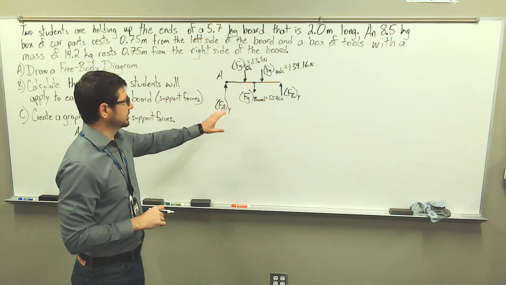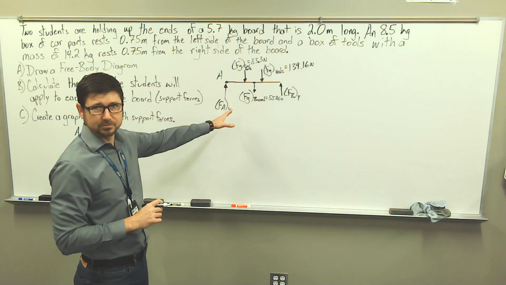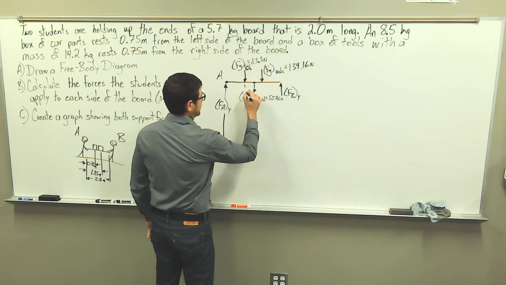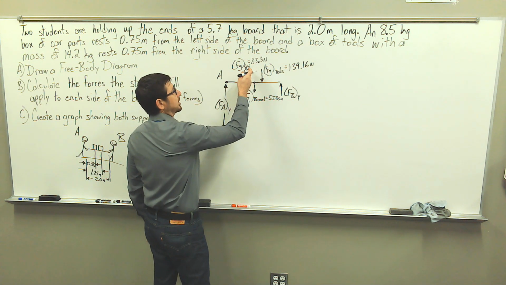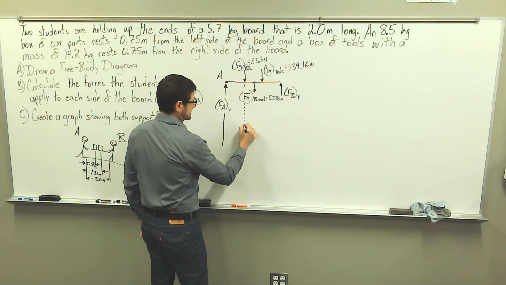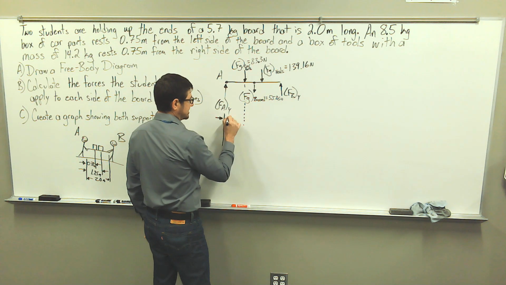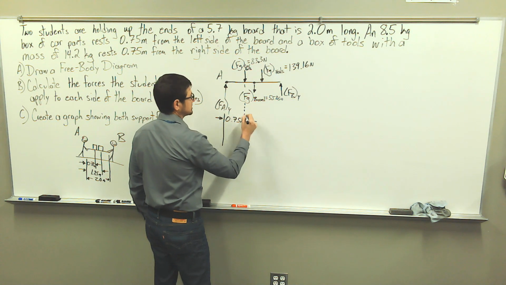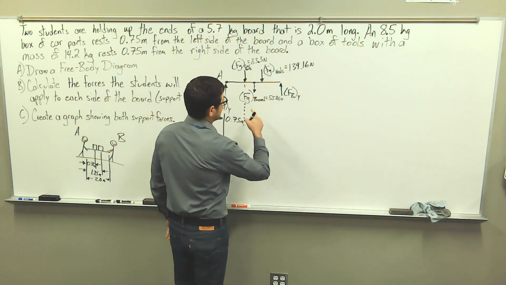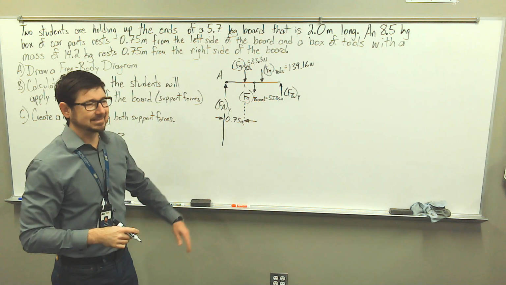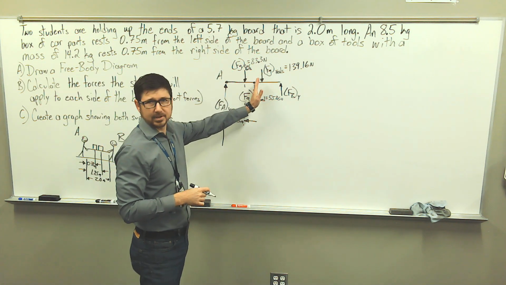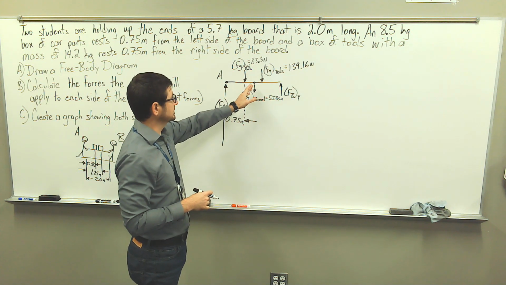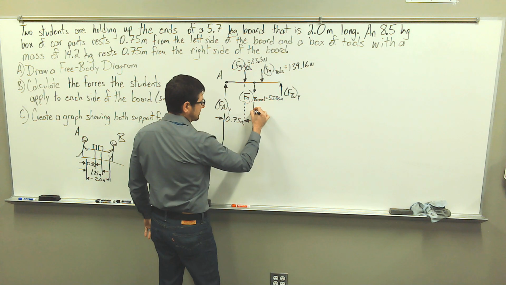Okay, now the only thing left that we have to do is show some dimensions here. So right here, where the weight force of the car parts is acting, this is 0.75 meters, and this is with respect to point A. Then we have the weight force of the board acting at the beam's central location, so we know that the beam has a span of 2 meters, so this is going to be 1 meter.